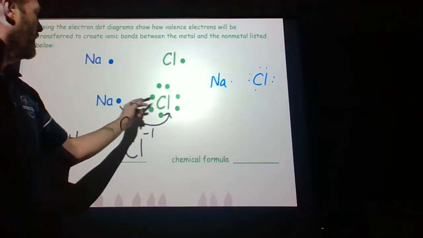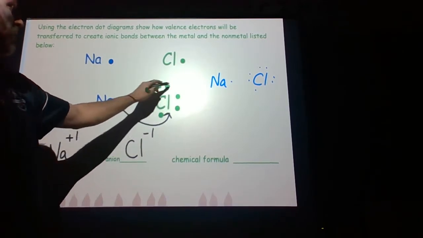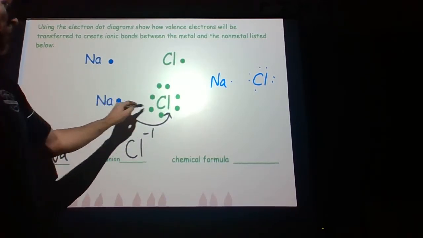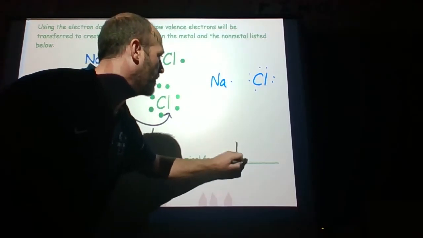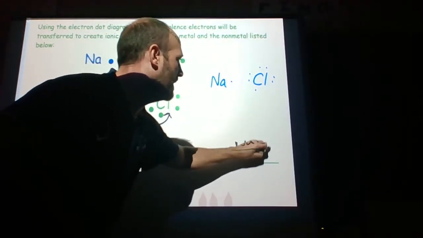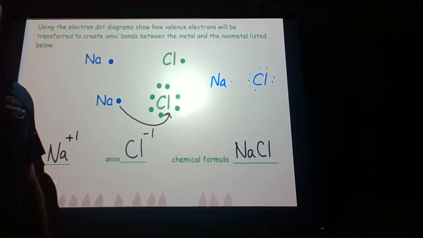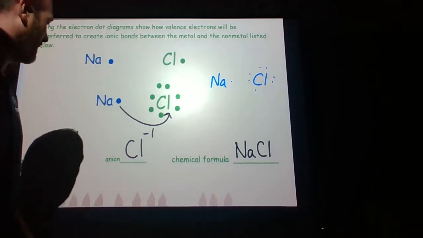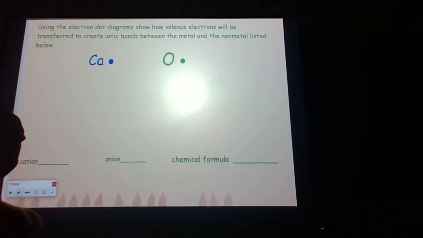And then our formula, how many of each atom did we use? We're not counting valence electrons, we're counting atoms. So the formula for salt is just NaCl. We always start with the metal. So I want to do a few more examples here, just to kind of see how this works.